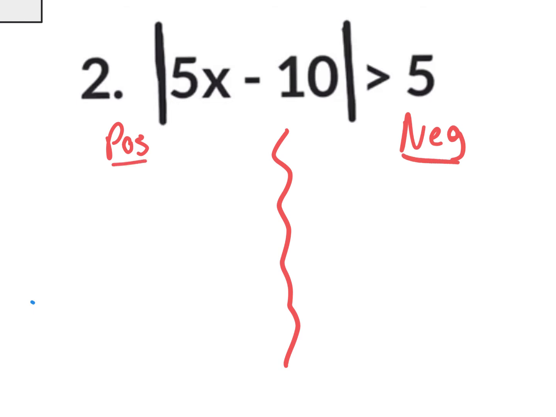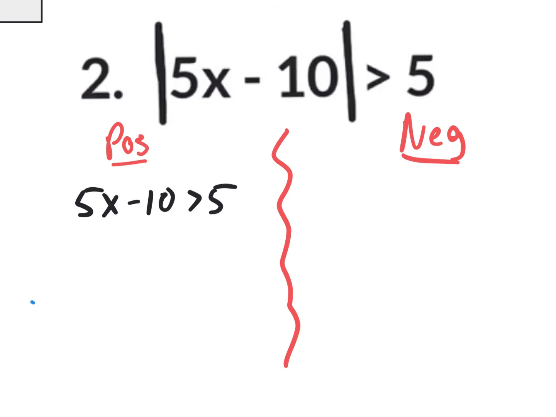Again, the positive situation is writing it exactly the way it is. Even if you had a bunch of negative signs, you just rewrite it identical the way it is without these absolute value signs. So I'm going to do that. 5x minus 10 is greater than 5.